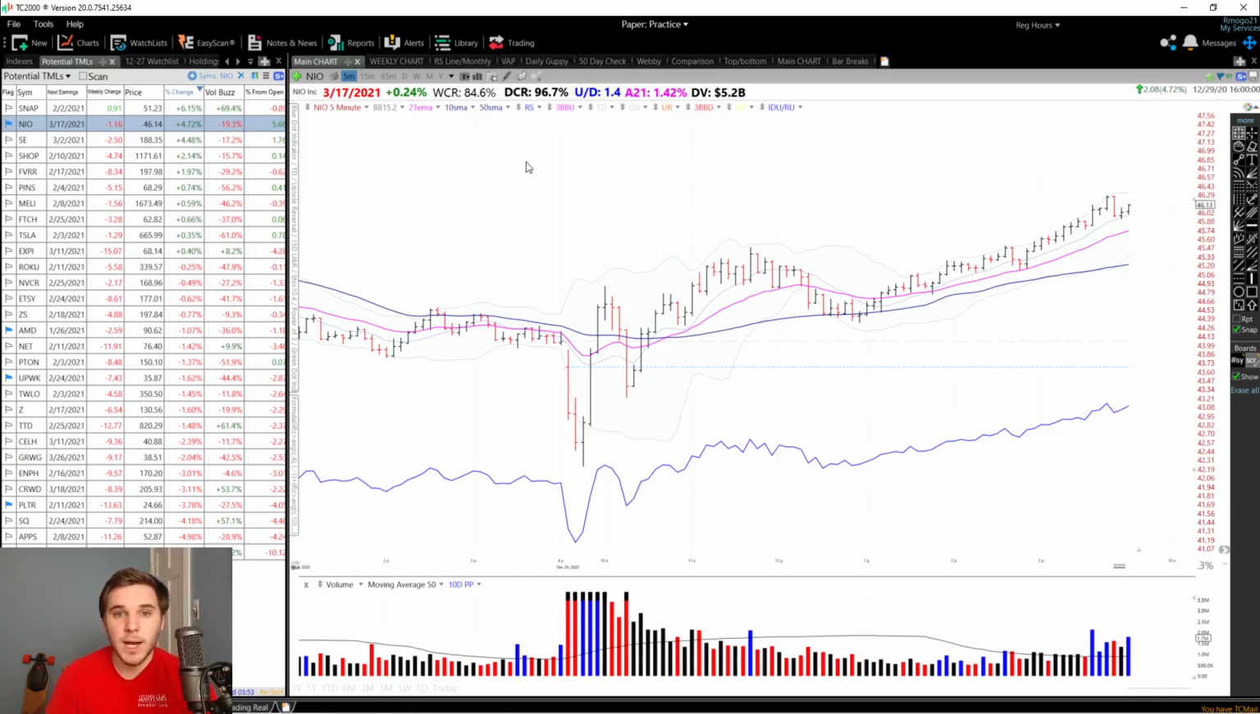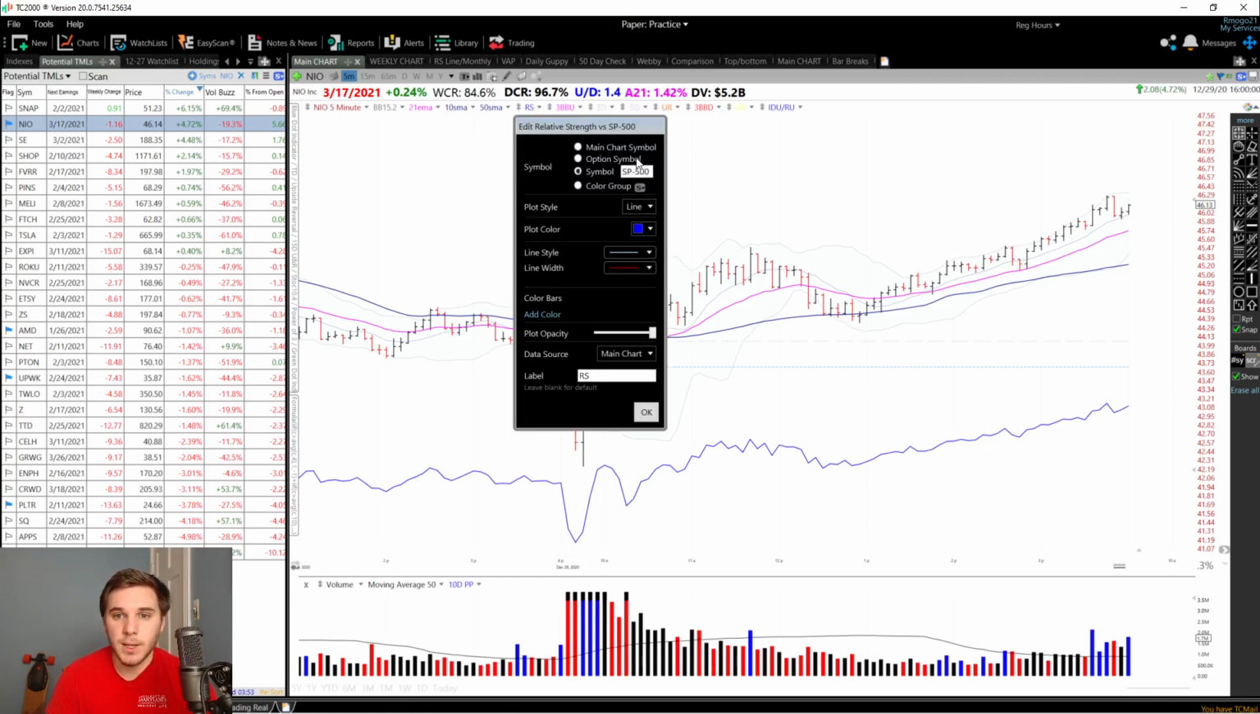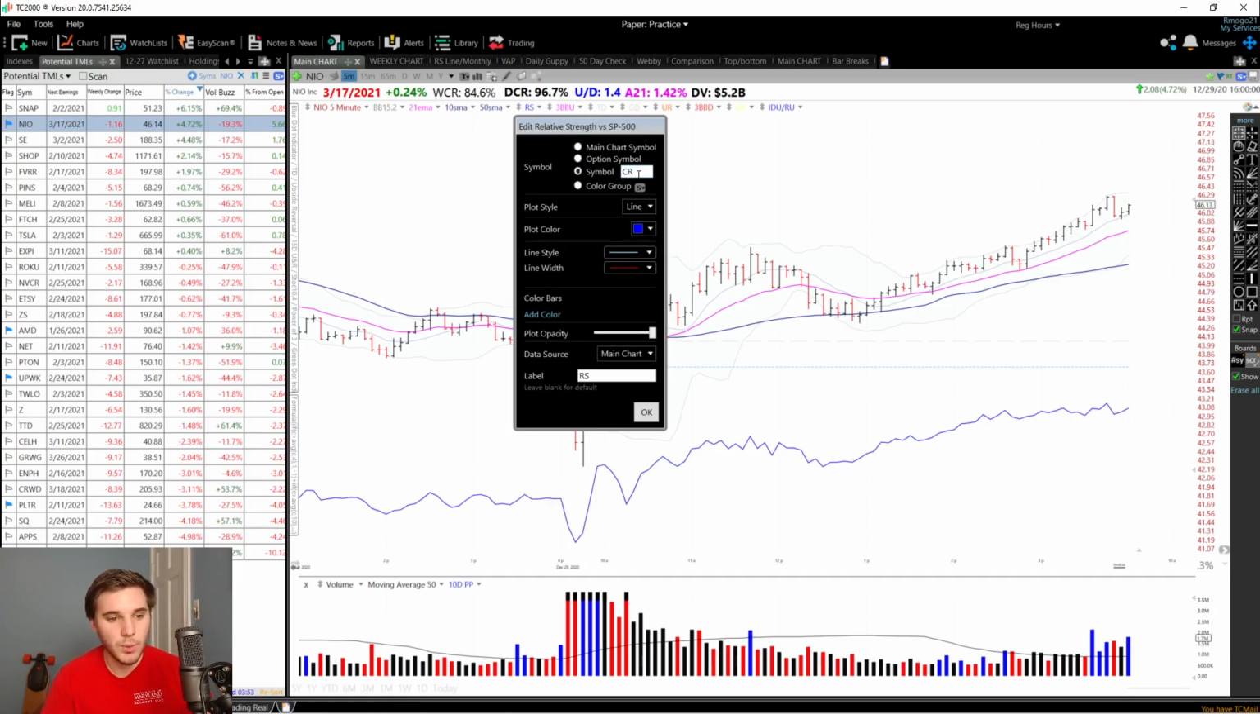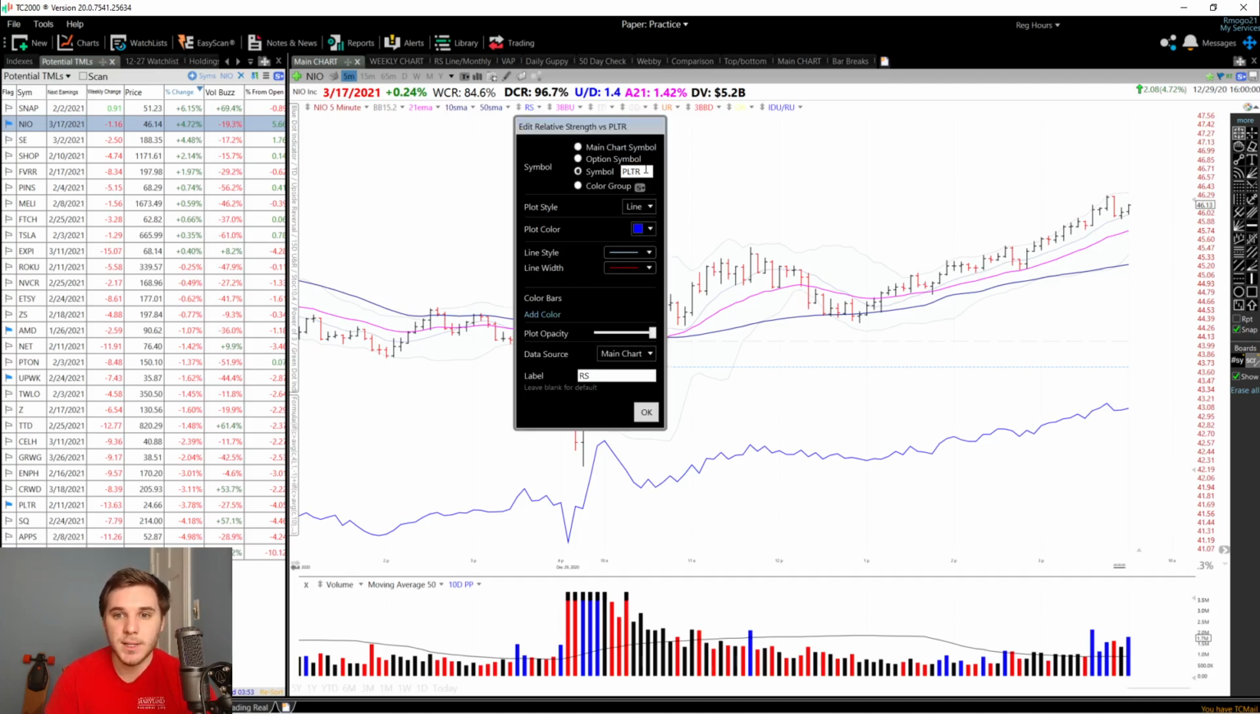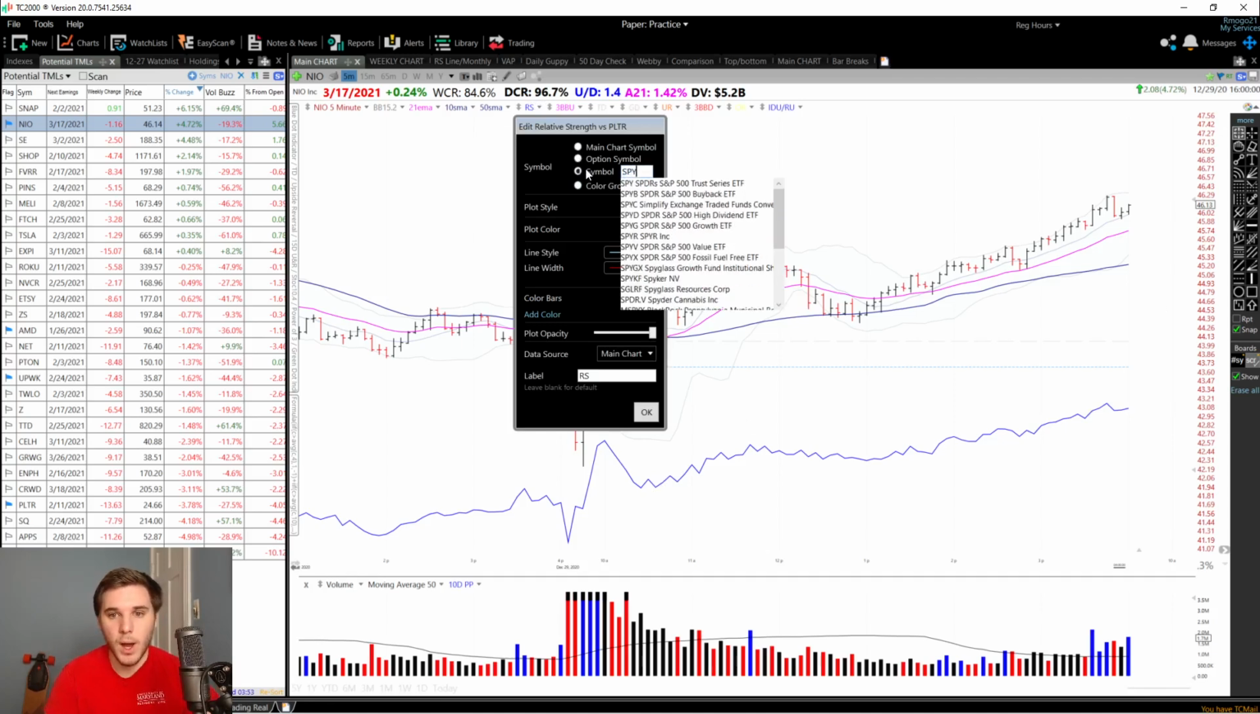And you can even compare it to other growth stocks. So let me go ahead and compare this to, let's see, what didn't do well today. So we've got PLTR, for instance. So you can compare it to PLTR, and once again, NEO is outperforming. So this RS line is very, very handy, but usually I have it set to the SPY.